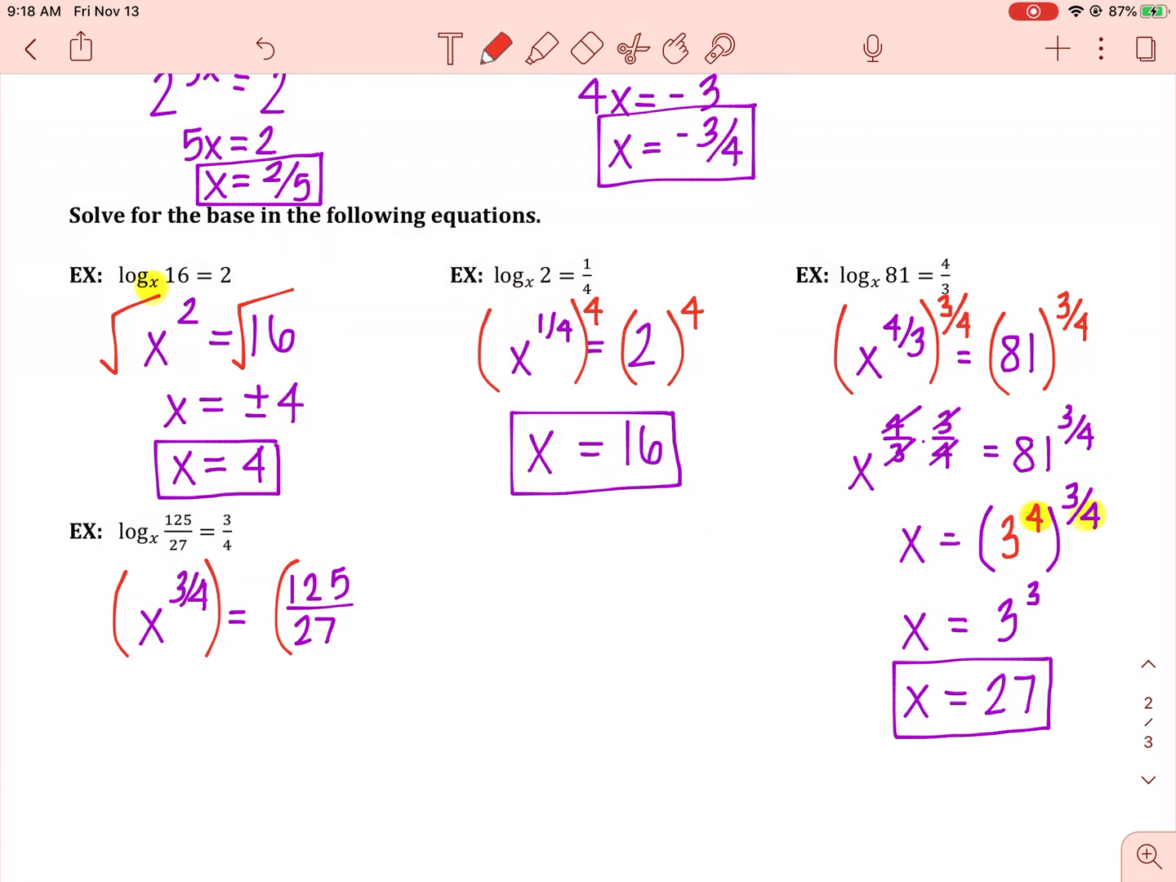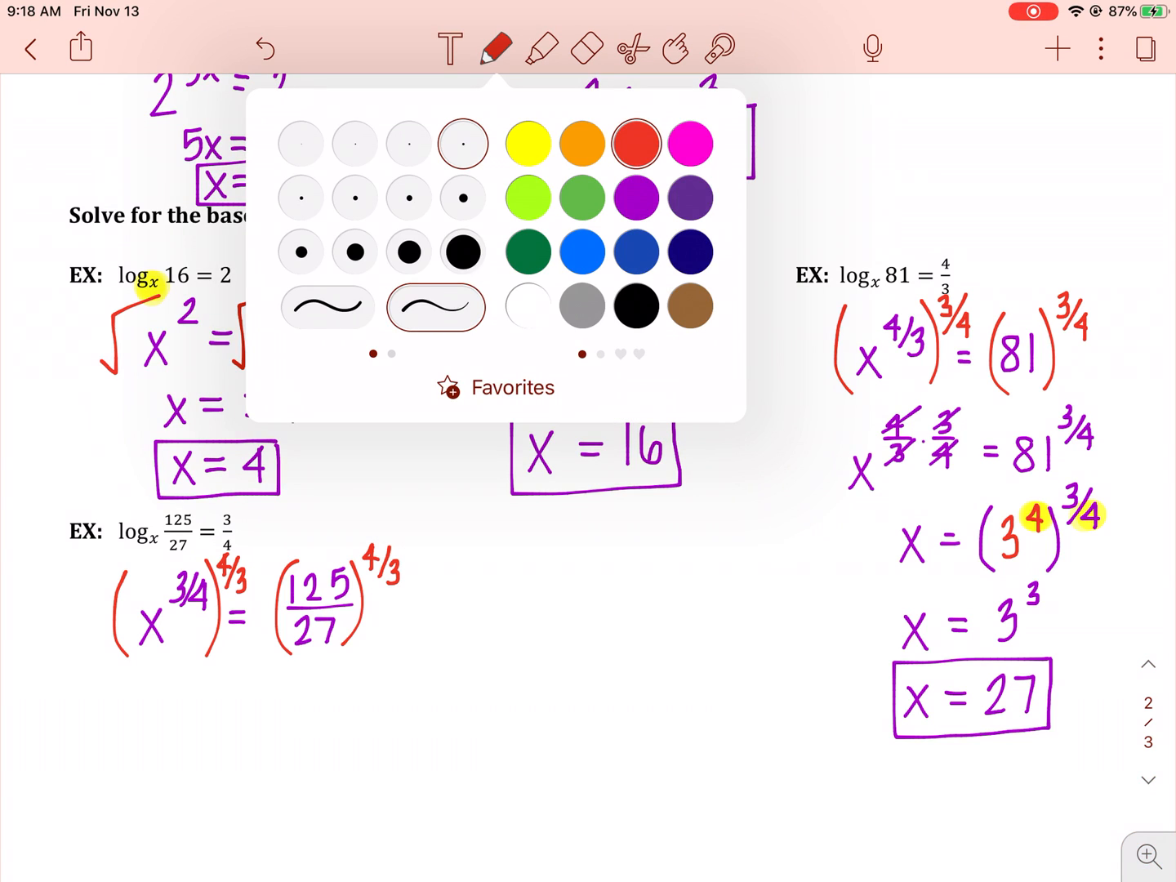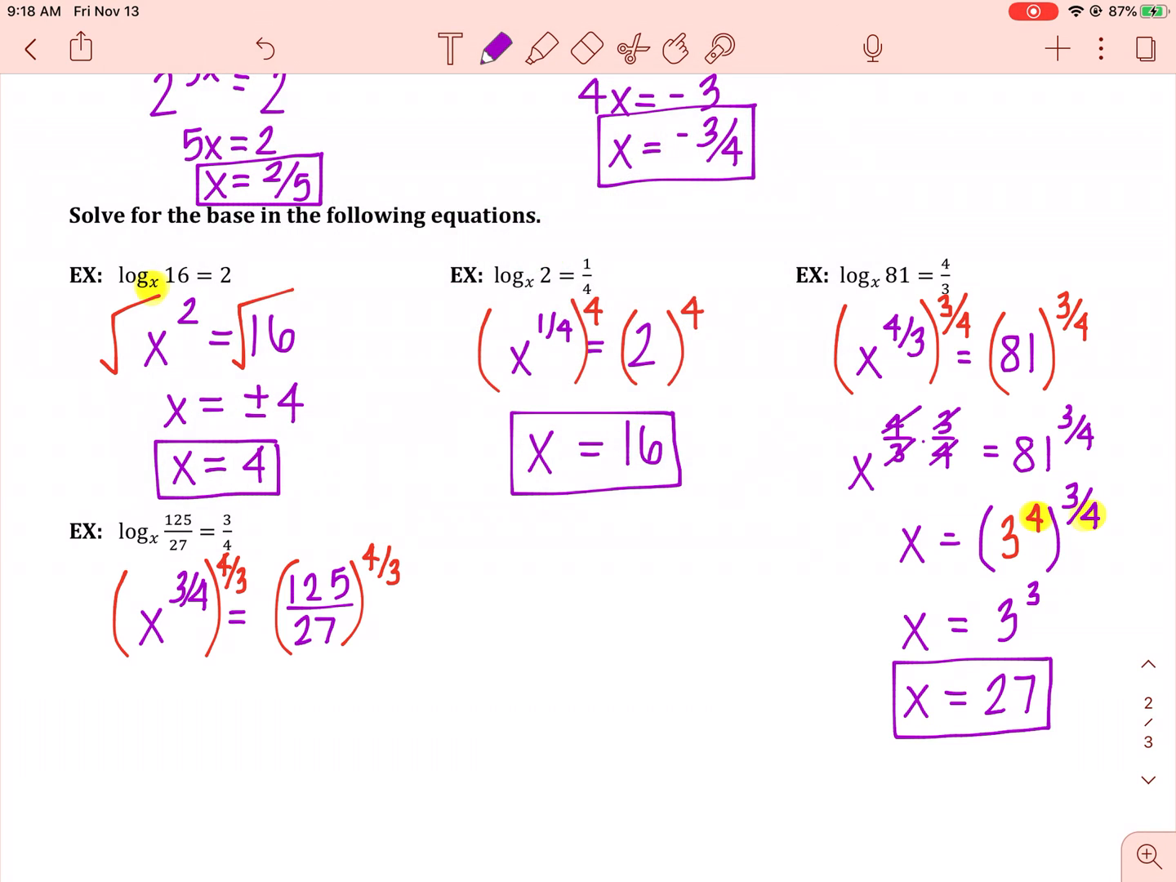We have to multiply by, raise. I don't know why I say multiply. You have to raise both sides to the 4/3 power to cancel out the exponents. This left side just becomes x, same reason as before. If you want to write it out, go for it. And now I have 125 over 27 raised to the 4/3.